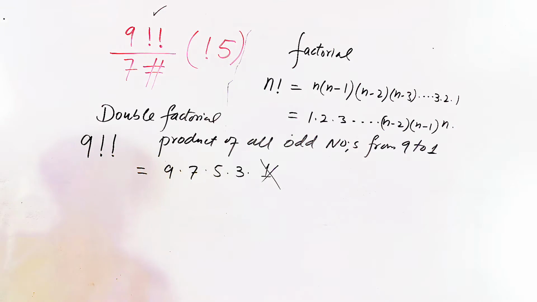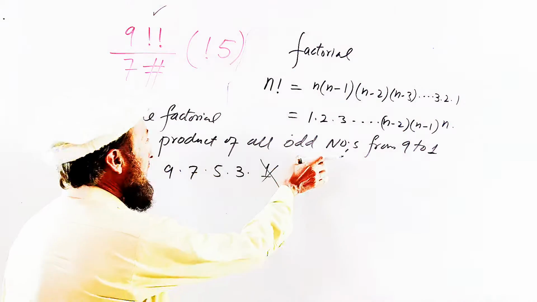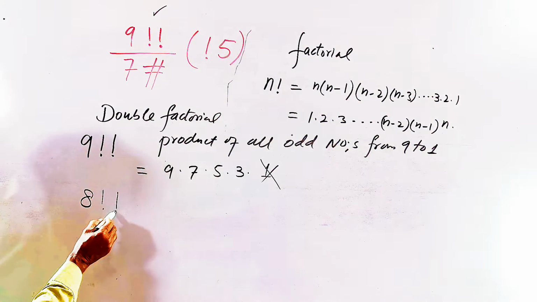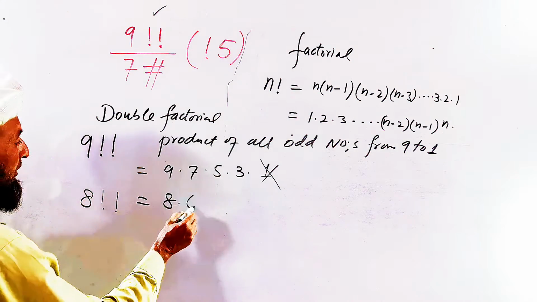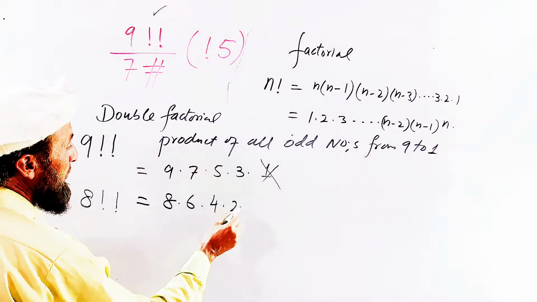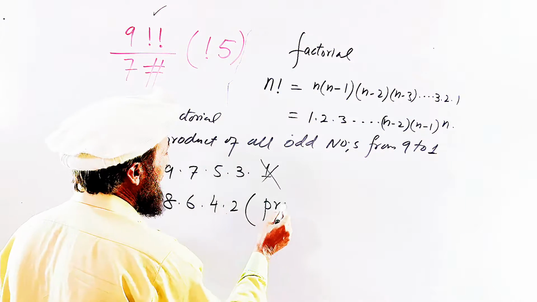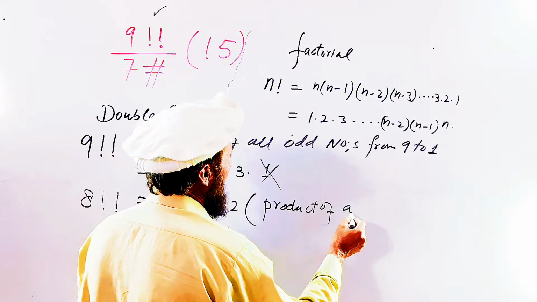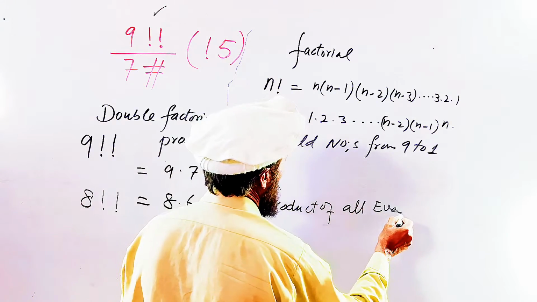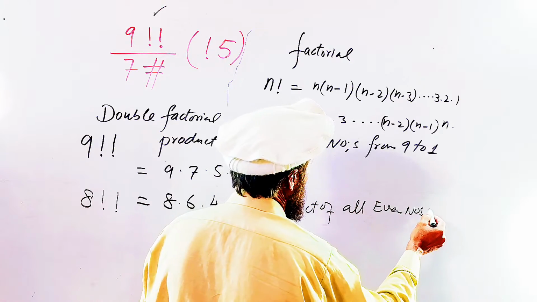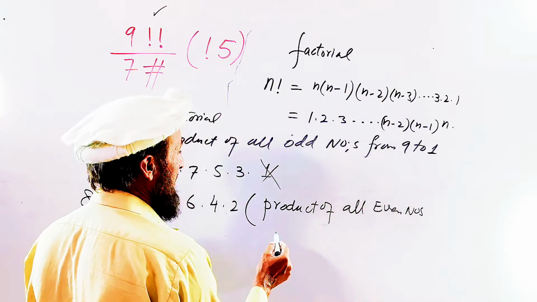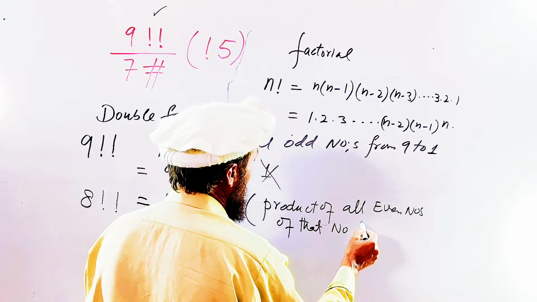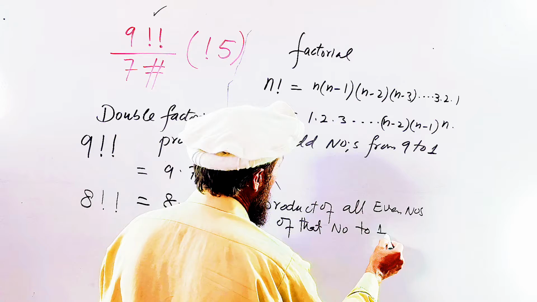Similarly, in the case of even numbers, for example, 8 double factorial is equal to 8 times 6 times 4 times 2, the product of all even numbers up to that number.